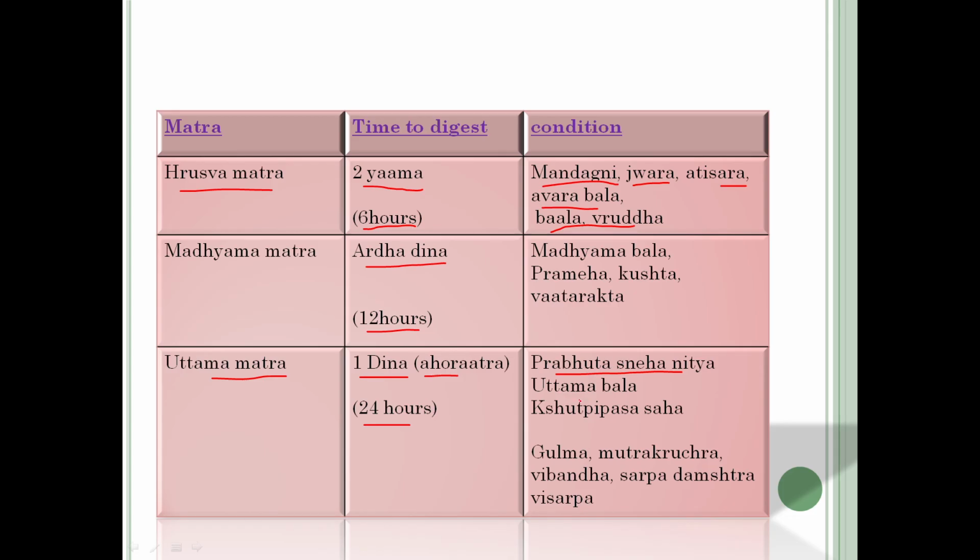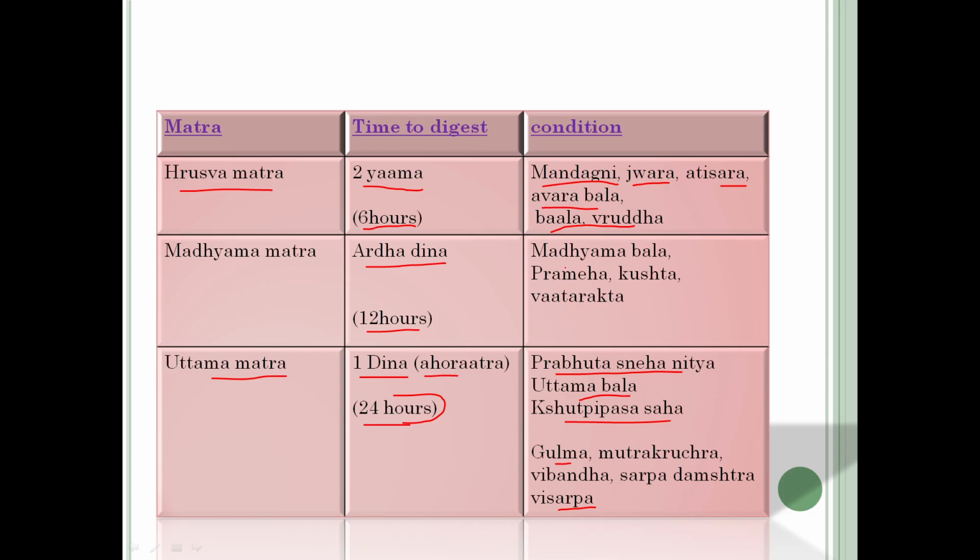And the person who has Uttama Bala and Kshut Pipasa Saha, that is who can withstand the hunger and thirst, because in Uttama Matra the person will have to withstand his hunger and thirst for 24 hours, because it takes 24 hours to digest. So in a person who can withstand hunger and Pipasa, the Uttama Matra is indicated. Now we will see which are the Vyadhi: Gulma, Mutrakricchra, Vibandha, Sarpadamshtra and Visarpa. In these conditions also Uttama Matra is indicated.